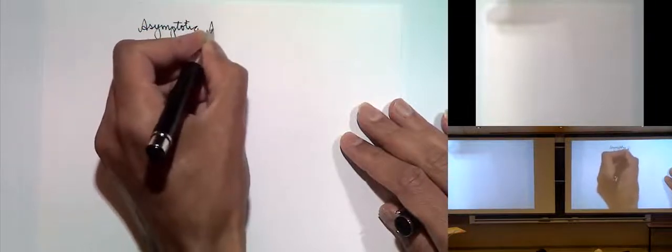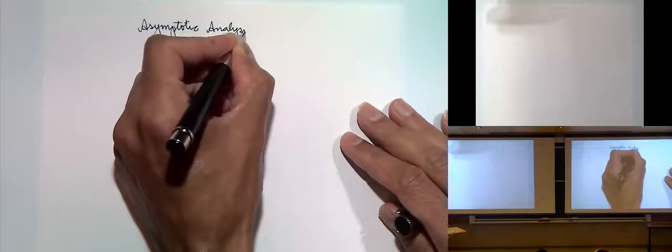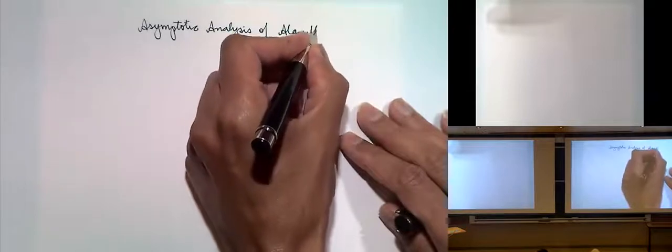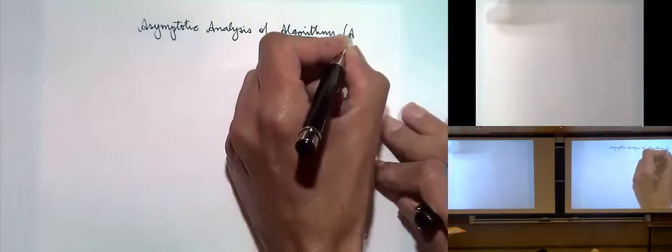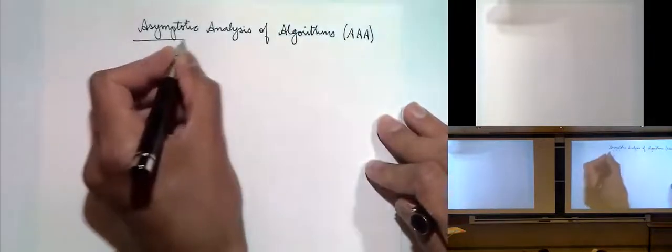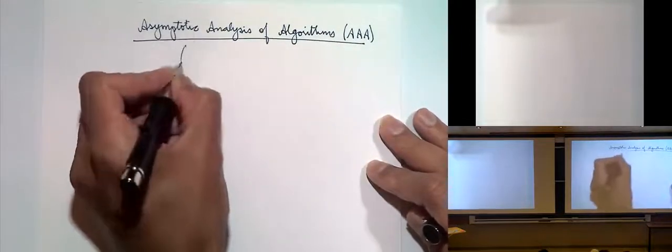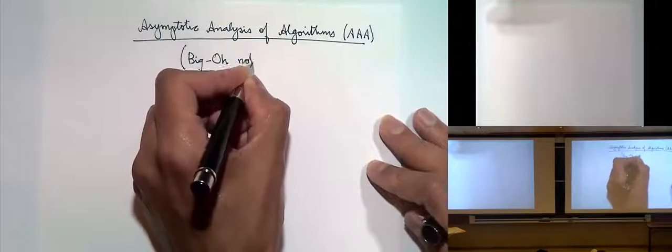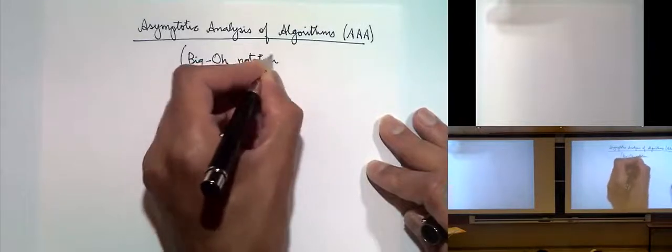Asymptotic analysis of algorithms, I guess. And this involves what is commonly known as big O notation. There's more than big O, there's also theta and omega.